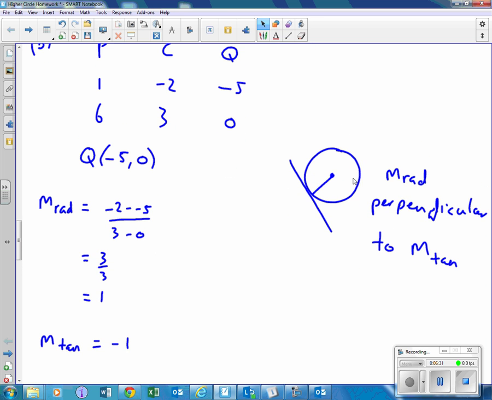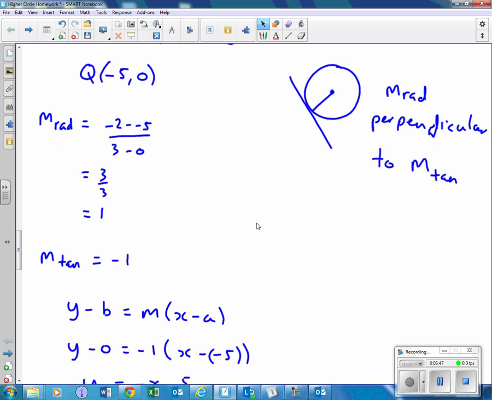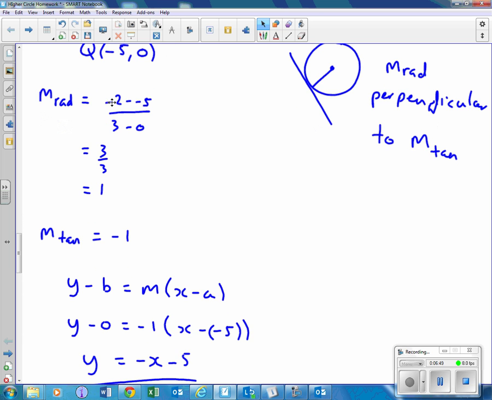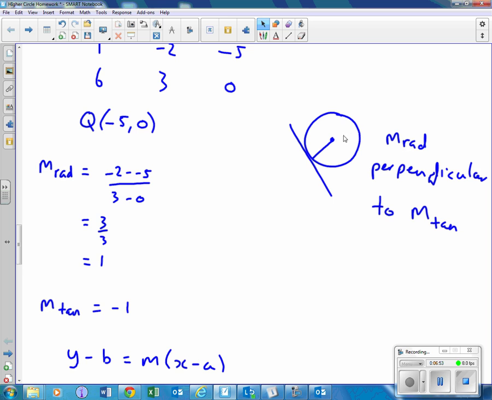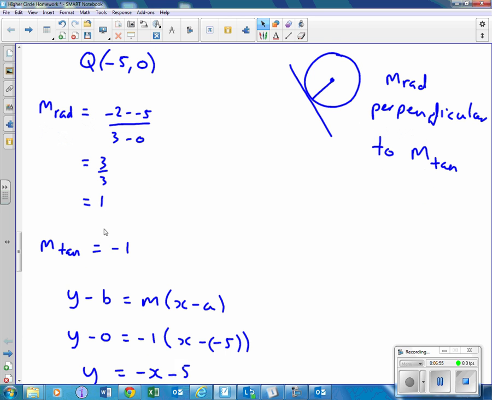So after we've done that, we have this point and this point. So we need to find the radius, the gradient of the radius. We can then find the gradient of the tangent because that's perpendicular to the gradient of the radius. And we've got point Q to substitute in. So radius: minus 2 minus minus 5 over 3 minus 0, again using the centre and point Q.